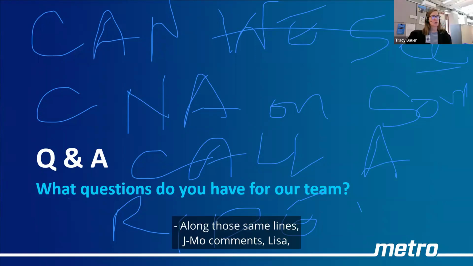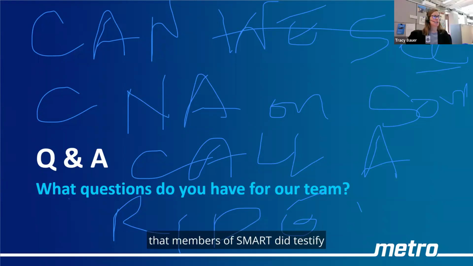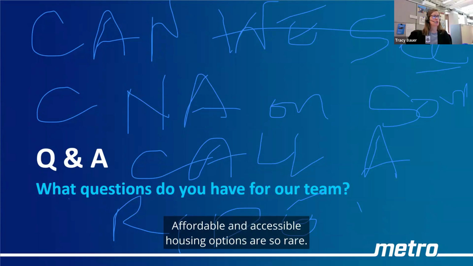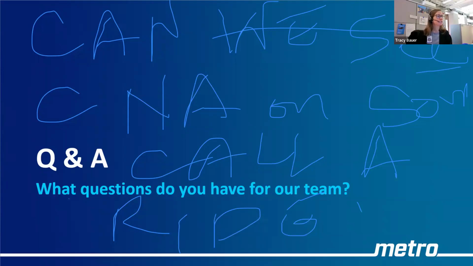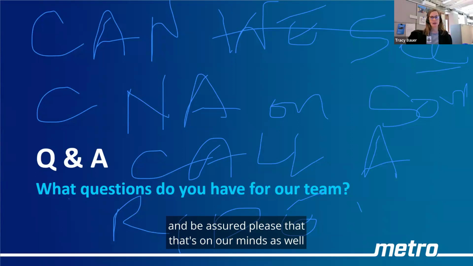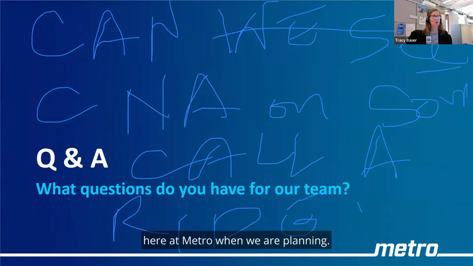Along those same lines, JMO comments, Lisa, that members of SMART did testify to St. Louis County Council on July 30th regarding the need to have robust service throughout our region. Affordable and accessible housing options are so rare. It is debilitating for people with disabilities to have our housing choices limited because of lack of transportation where some of that housing is. We appreciate that comment, JMO, and be assured that that's on our minds as well here at Metro when we are planning.